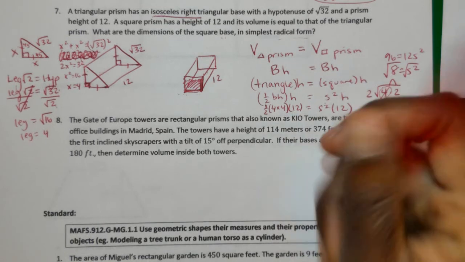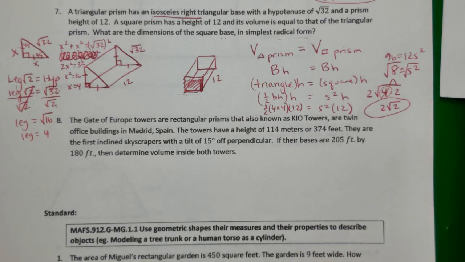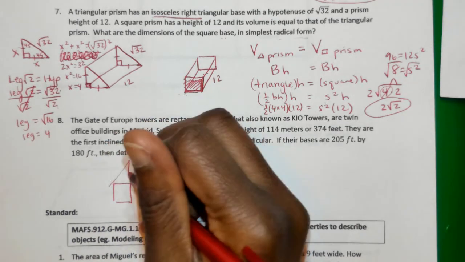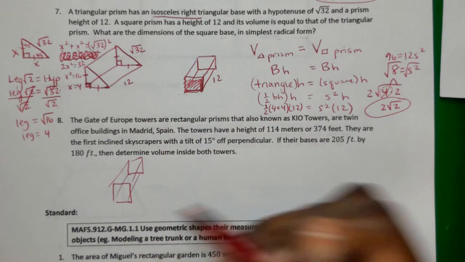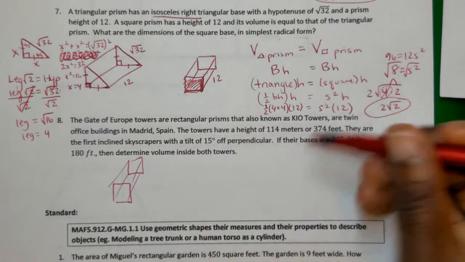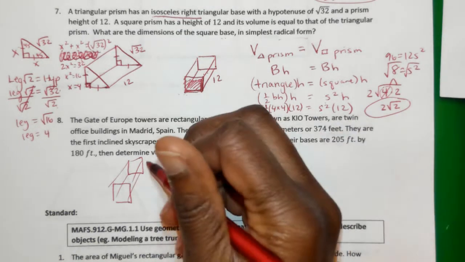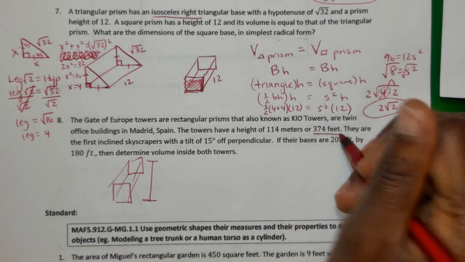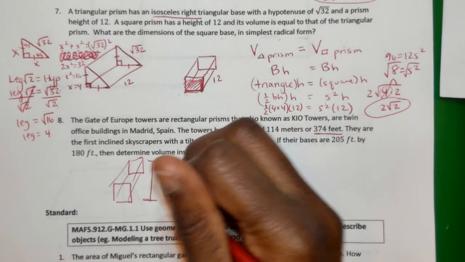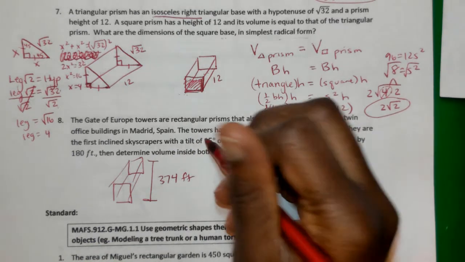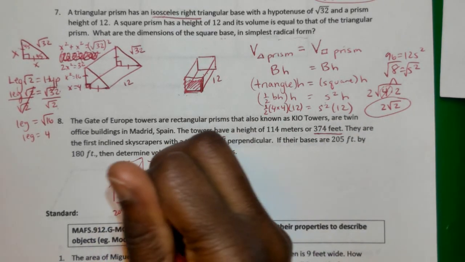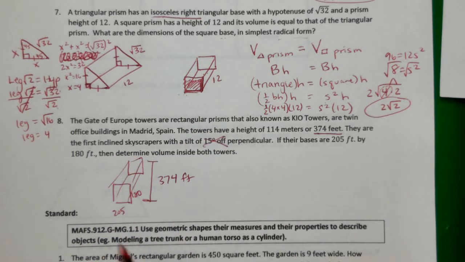Okay, so this height is straight up. So even though the towers, I'm going to draw it kind of like leaning as best as I can. But this tower height is the straight up height, so it's not the leaning height. And we want to use the feet one because these other ones are in feet. So 374, so you actually don't have to do anything with this. And then the 205 and 180, it doesn't matter which one goes where, but those are the base.